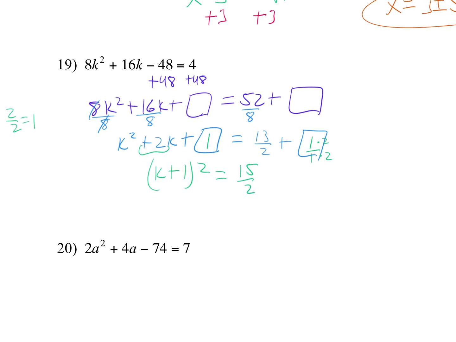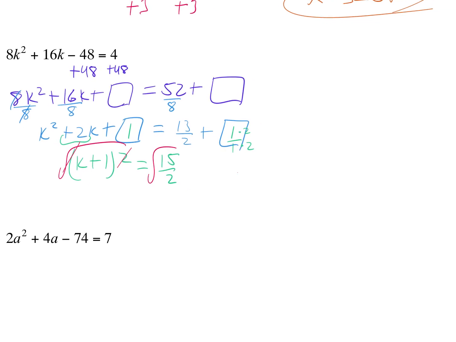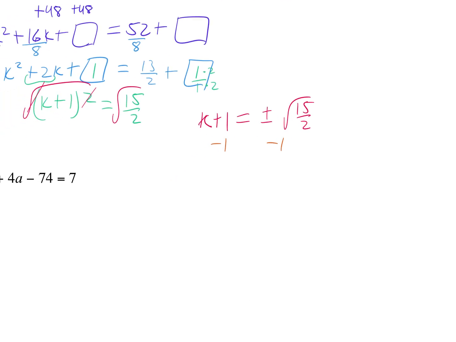All right, now we want to take the square root to cancel out the square, and then we get k plus 1 equals plus or minus the square root of 15 over 2. All right, last thing we want to do is get the k by itself and then simplify our answer. All right, so minus 1, we get k equals negative 1 plus or minus the square root of 15 over the square root of 2.